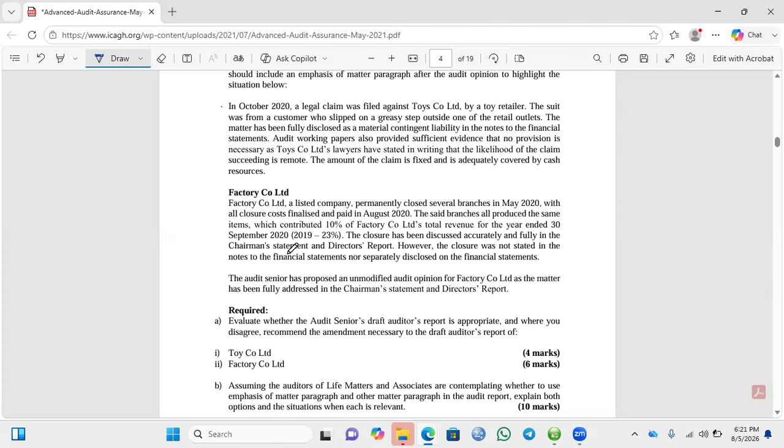But for the Factory Co, it says a listed company permanently closed several branches. So they closed several branches. This is very material, because these branches are bringing in more profit and more sales revenue. So if you are shutting them down, it will have an impact on your financial statement. But what did the senior auditor propose? An unmodified audit opinion. Please, Sammy, what is that unmodified opinion? Is it an opinion without any reason, or maybe a few? Yeah, maybe a few.